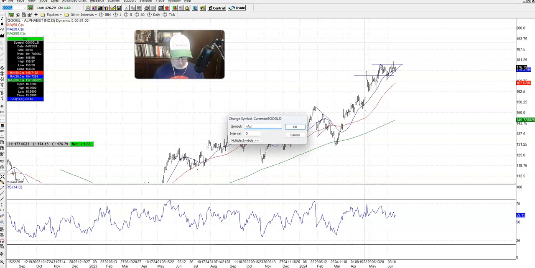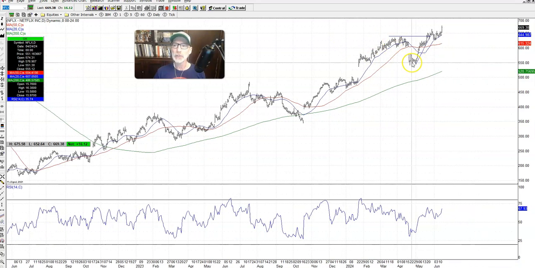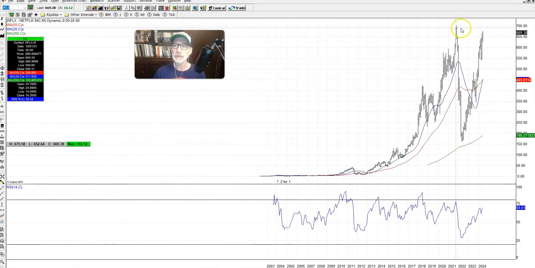Let's take a look at Netflix, another one just powering higher. Here again, you can see the ascending triangle that we drew in the past, and it got through. And you can also see how it's hugging along the 20-day moving average here. Netflix had a big day on Friday, Friday, June 14th, right here. I think is this all-time new highs for Netflix as well? Nope, not yet. Netflix, $700 is the all-time high.